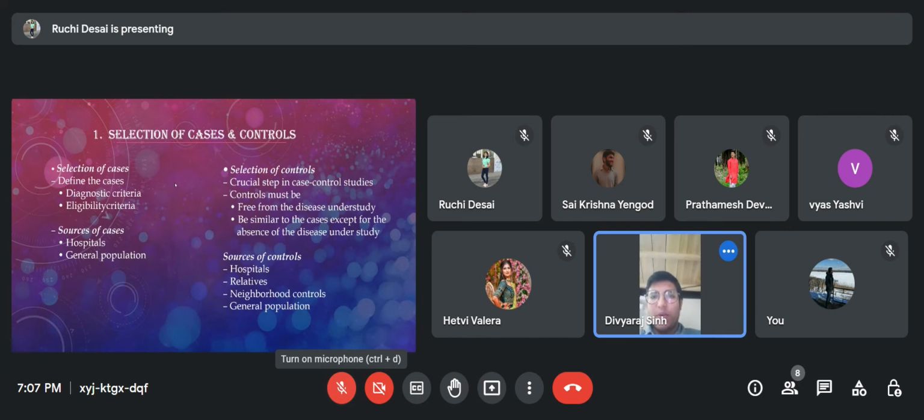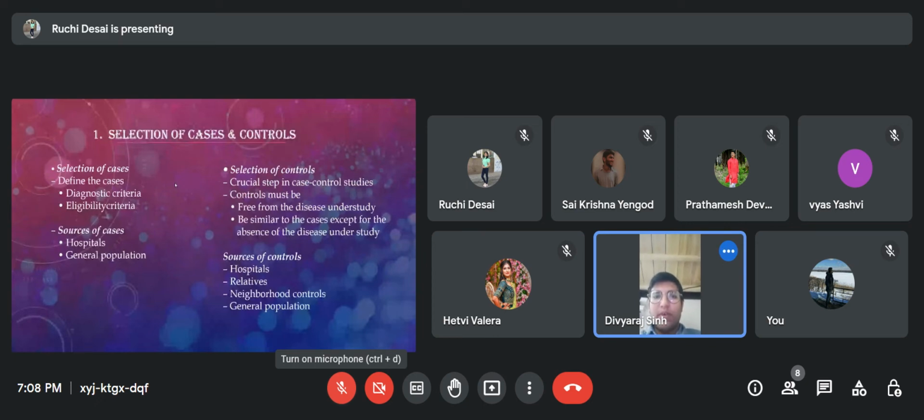Next, selection of controls. Controls must be free from the disease under study. Controls must be similar to the cases except for the absence of the disease under study. Next, sources of controls: hospitals, relatives, neighborhood controls, and general population.